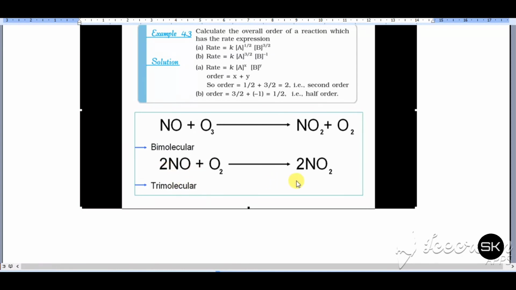Then see the next reaction. Here nitric oxide has 2 moles and oxygen has 1 mole. So the molecularity will be 2 plus 1 equal to 3. That is, it will be a trimolecular reaction.